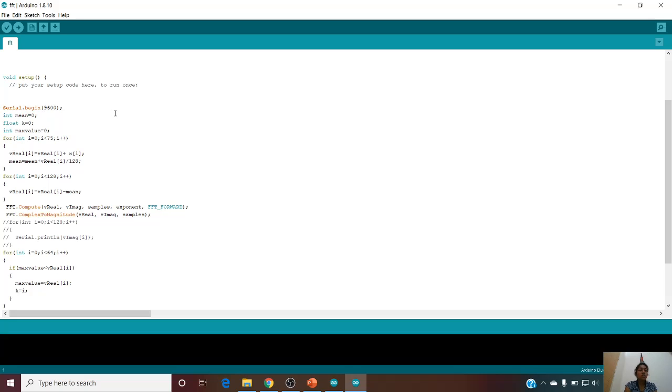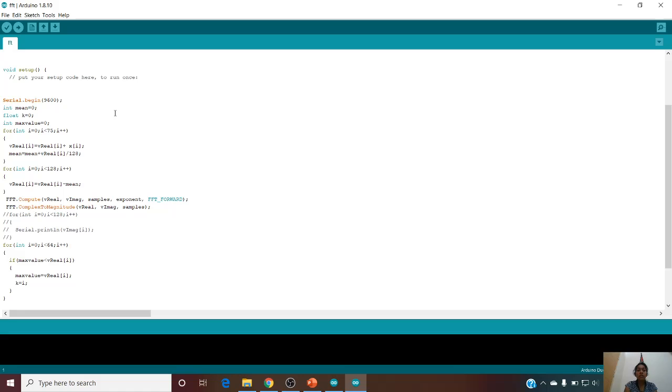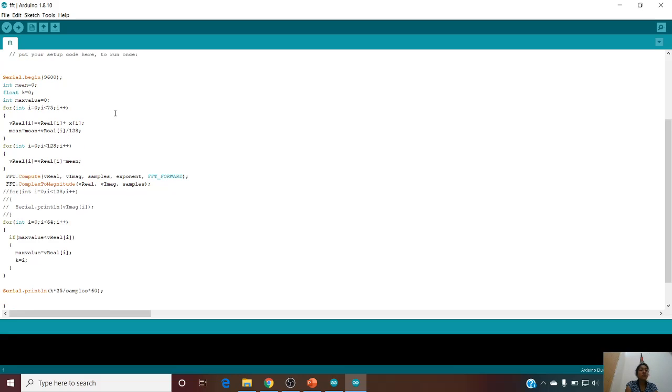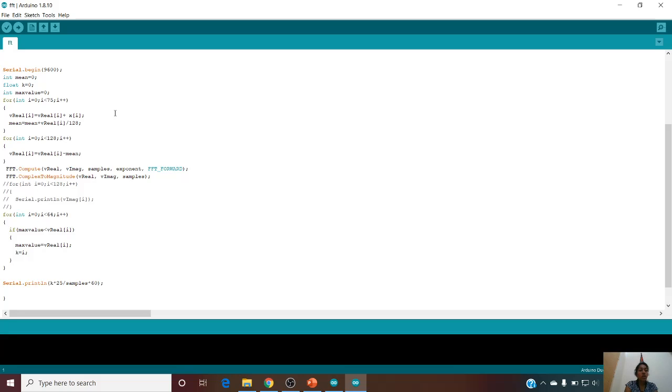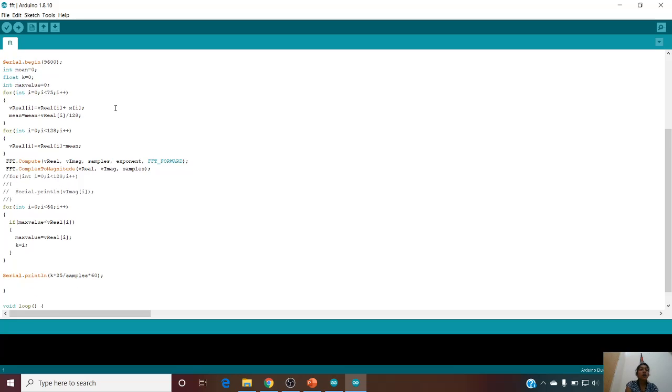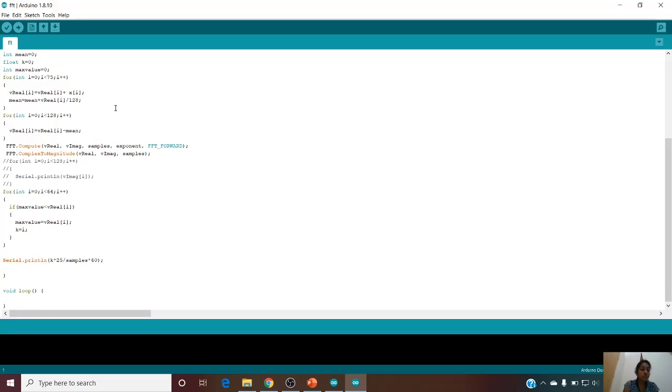So, coming to void setup. This is the baud rate, Serial.begin 9600, and initialize the mean and k max values to 0. Now for 75 samples, 0 to 75, initially we have taken vReal and vImag as 0. So now we'll be calculating the vReal components. We'll add x of i to all the real components and also calculate the mean. We divide by 128 because we are going to do zero padding for the remaining components.